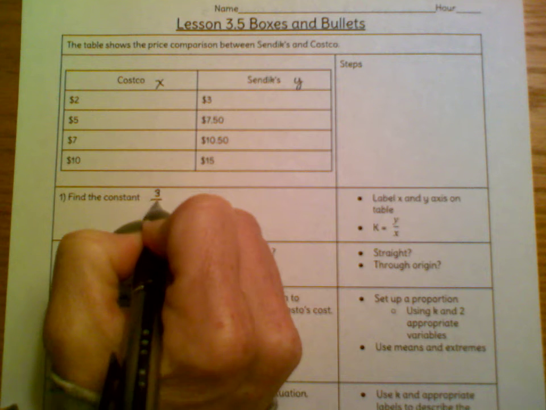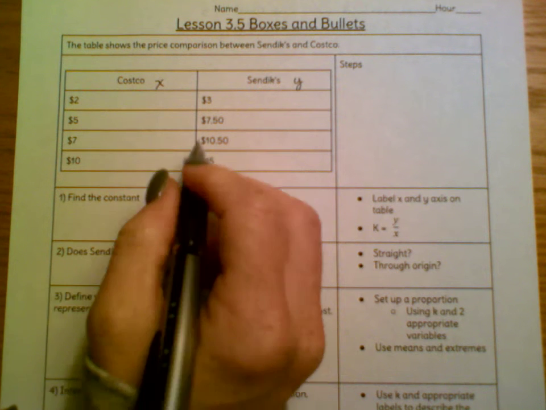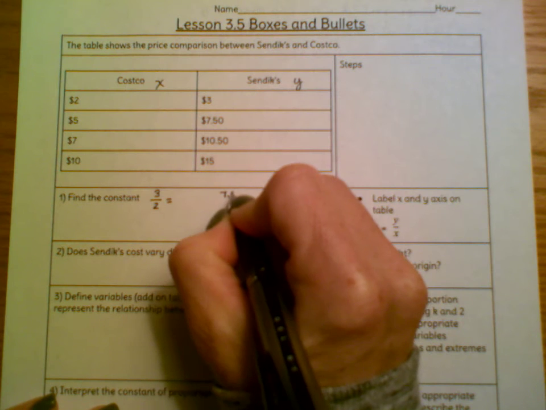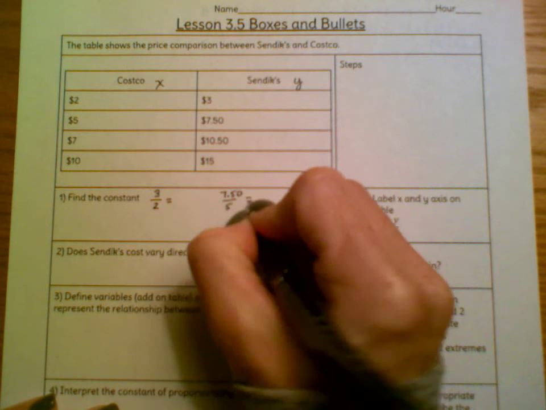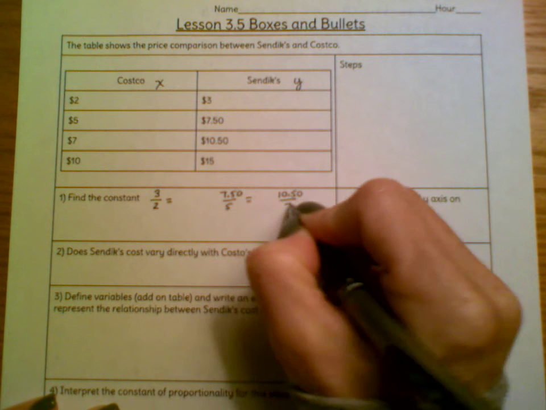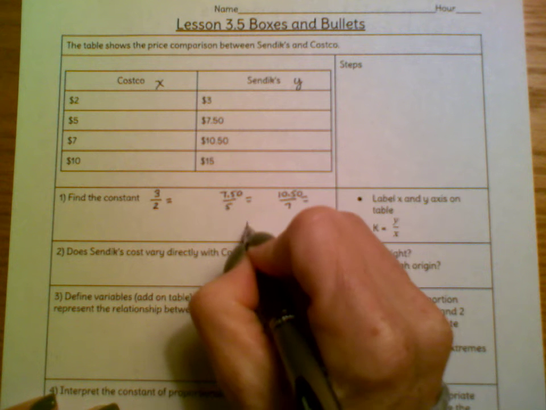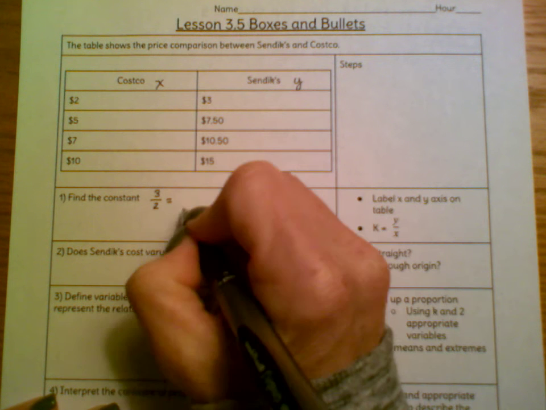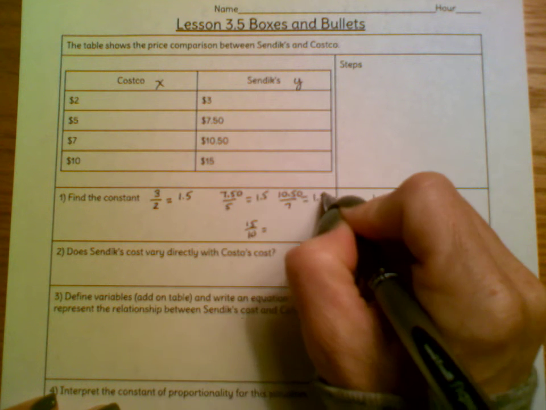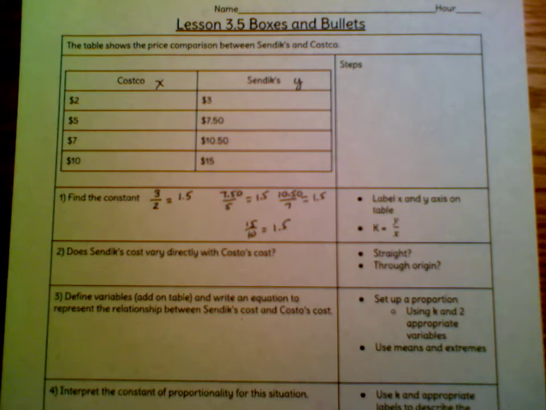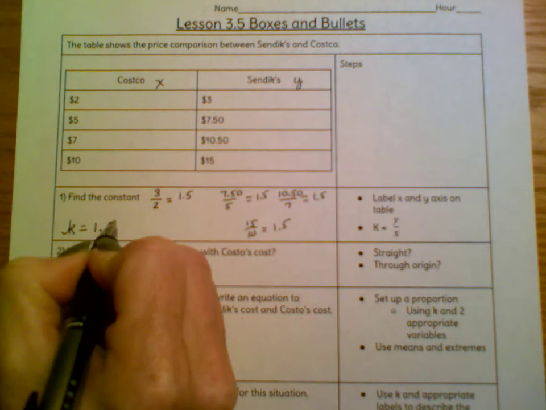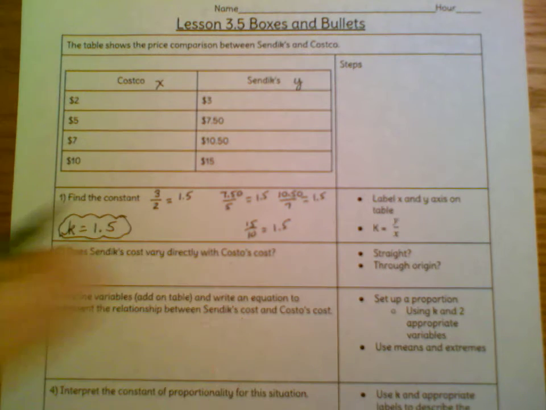I'm doing 3 over 2. And then I'm going to take the 7.50 over 5. And I'm going to do the 10.50 over 7. And I'm going to do the 15 over 10. And when you divide these all out, you will see that we get 1.5 every single time. So I did get a constant. My constant equals 1.5. So there's my solution.